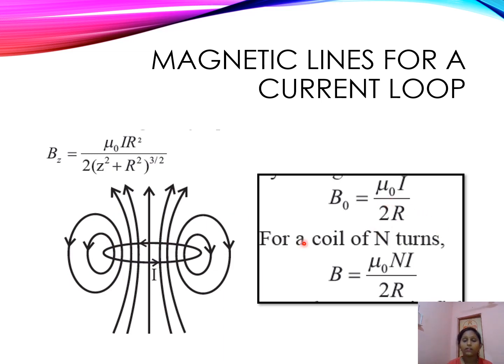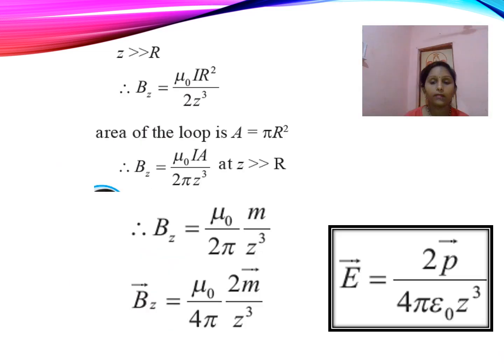If the coil has n number of turns, the equation comes B is equal to μ0 n I divided by 2R. Consider the point is at a large distance, so z is greater than R. Then the equation becomes Bz is equal to μ0 I R square divided by 2z cube. The area of the loop is A is equal to πR square.